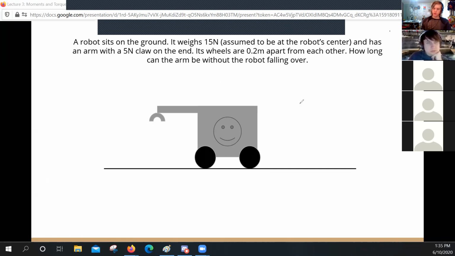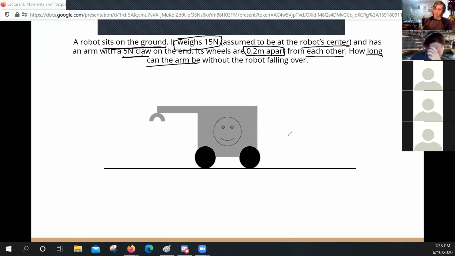So we need to first look at our word problem up here and choose what in it is important. So we know that the robot sits on the ground. That's important. We know that it weighs 15 newtons and that is at the robot's center. We know that it has an arm with a 5 Newton claw on the end. We know that its wheels are 0.2 meters apart from each other. And we know what we're trying to find is how long the arm can be without the robot falling over, okay?